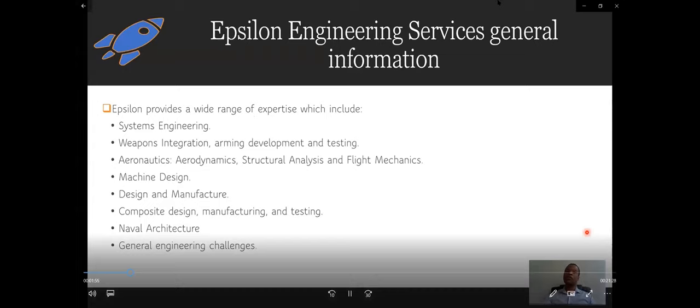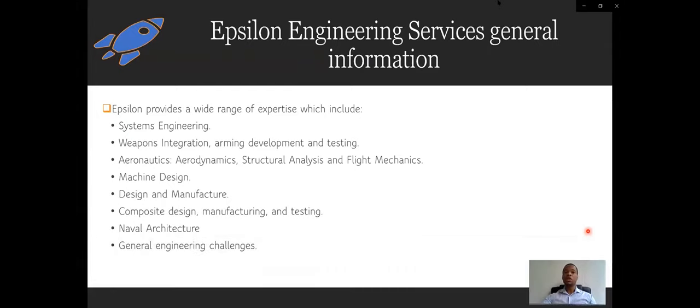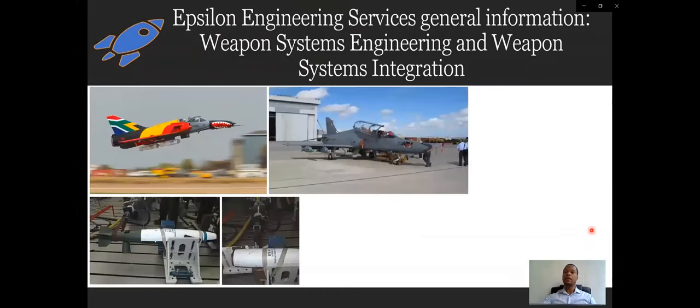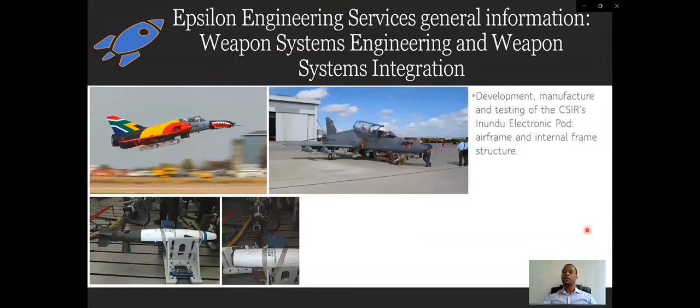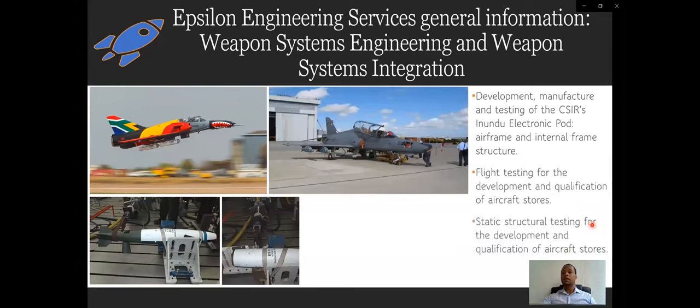Epsilon provides a wide range of expertise, which includes systems engineering, weapons integration, arming development and testing, aeronautics, which includes aerodynamics, structural analysis, and pipe mechanics. Epsilon is also involved in machine design, design and manufacture, composite design, manufacturing, and testing, and most recently, naval architecture, and accommodates general engineering challenges. Under weapon systems and weapon systems integration, Epsilon has been involved in development, manufacture, and testing of an electronic port for the CSIR. And Epsilon has been involved in various development and qualification projects for aircraft stalls. This picture shows the flight testing under such a development program and static structural testing also under such a development program.